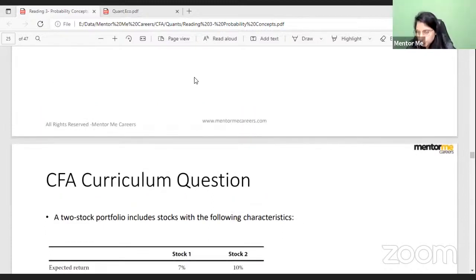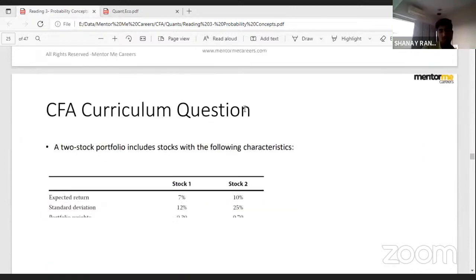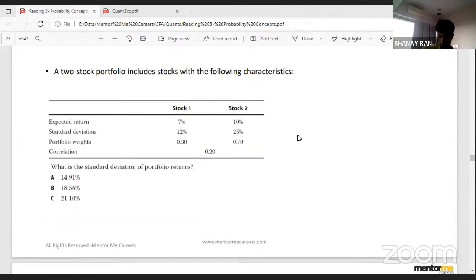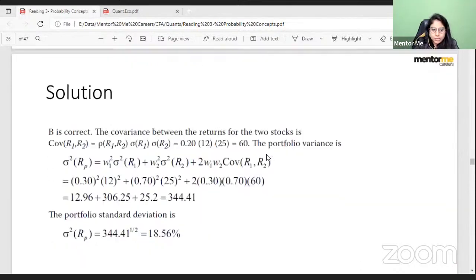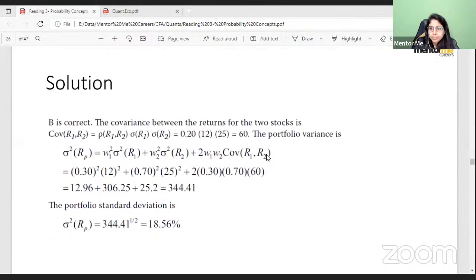Can you scroll a little down, please? D, 18.56. 18.56. Well, B is the answer. Very good. What about others? Are we able to calculate 18.56?